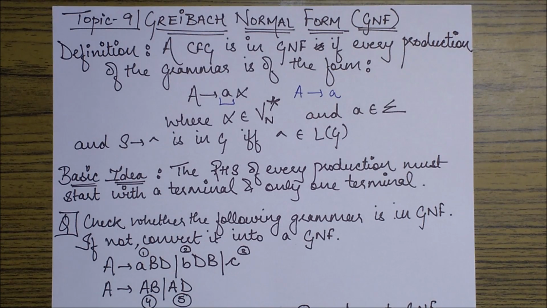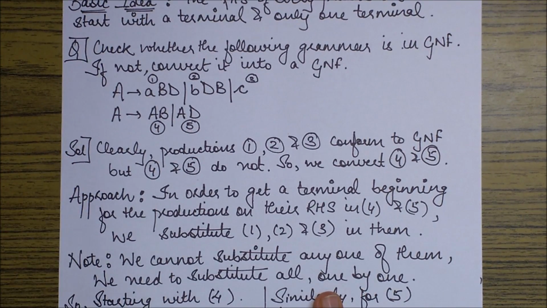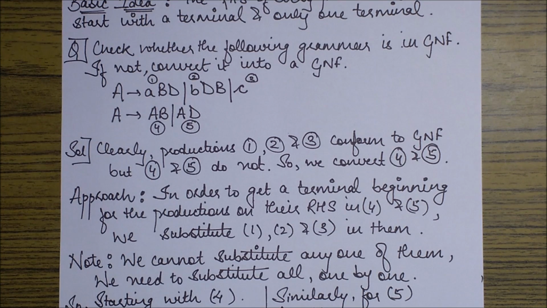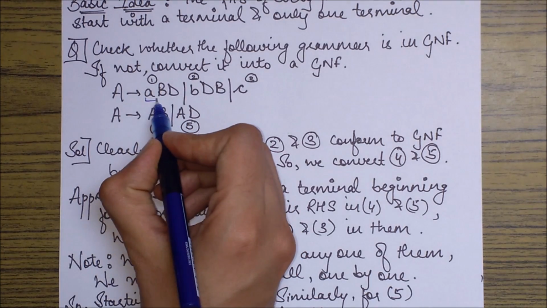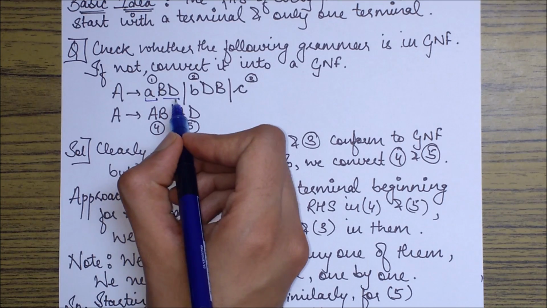So let's see this with the help of an example. We have a certain set of productions. Again, as we did in CNF, we'll check every production against the given format. If it suffices the format, we won't change it. If it does not, we would convert it into a GNF format. So let's see the first production. The first one says there is a terminal present and then there are two non-terminals following it. So it suffices the format.